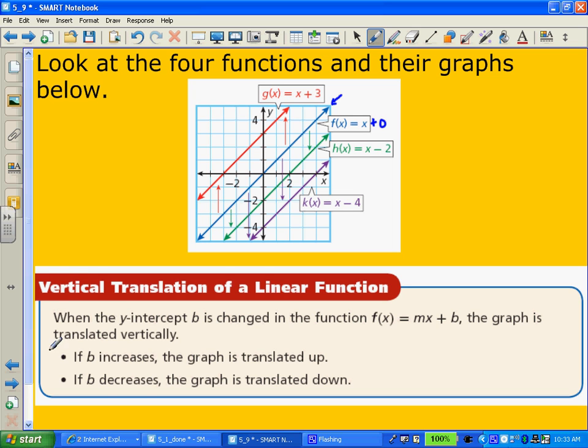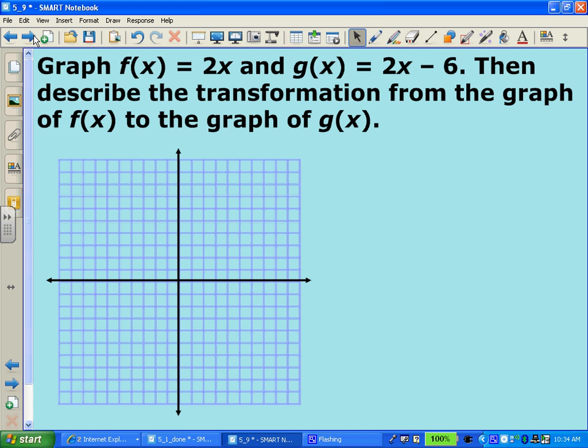So, here you need to write down this box: when the y-intercept of a function is changed, remember the y-intercept is b, the graph moves up or down. If b gets larger, that means the graph is moving up. If b gets smaller, it means the graph is moving down. And this is what the problems will look like that you're going to work through on your homework.